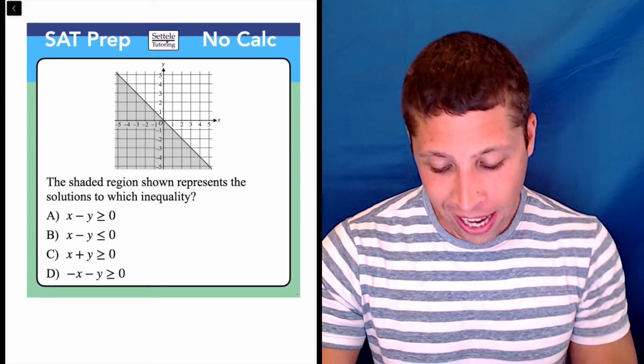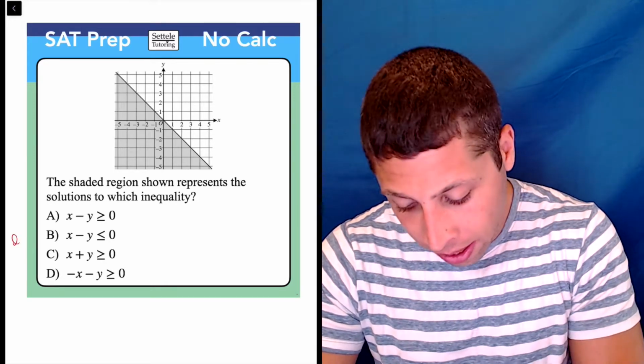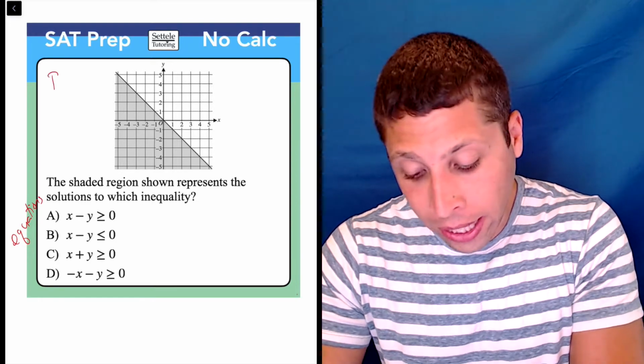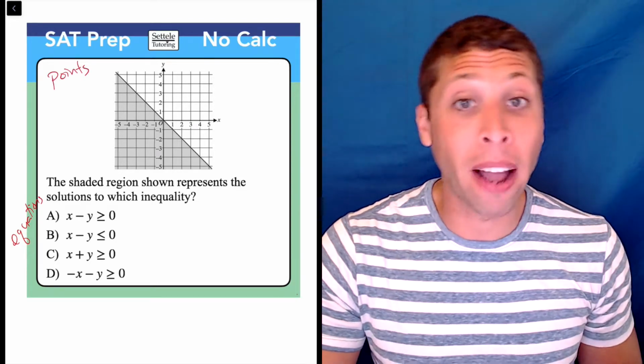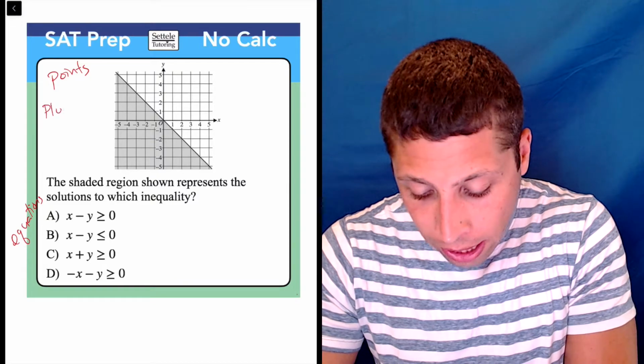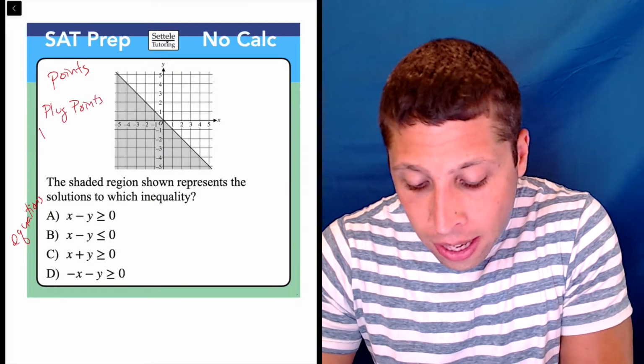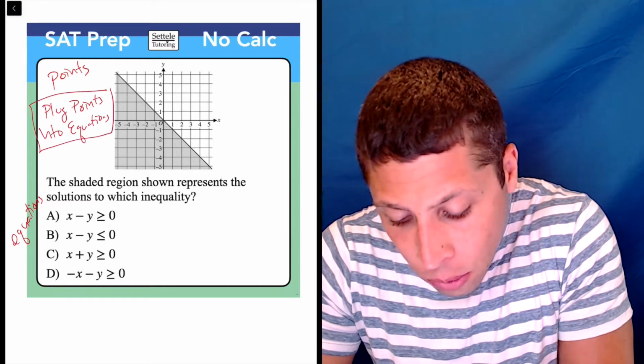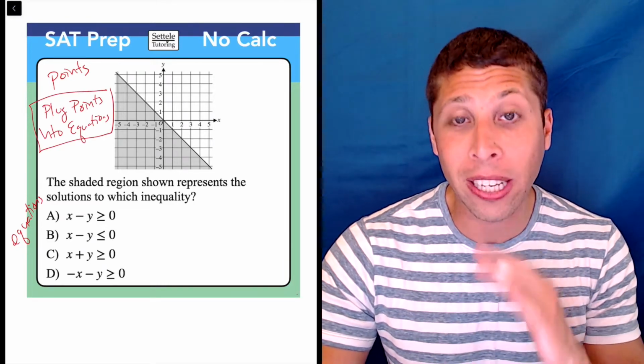All I see is that I have a bunch of equations in the choices, and what is a graph but a collection of points? And my favorite strategy for the math section is to plug points into equations. So it still applies even when the equations are inequalities, okay? We can still do that.